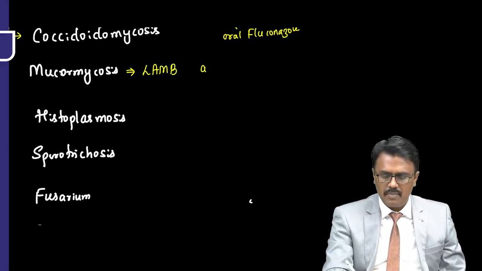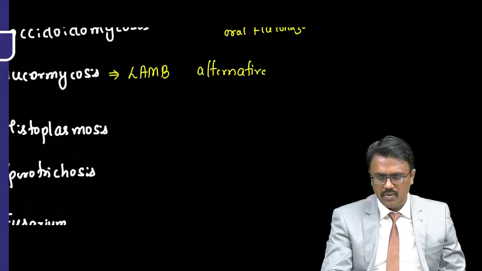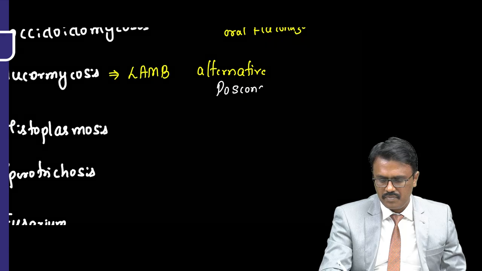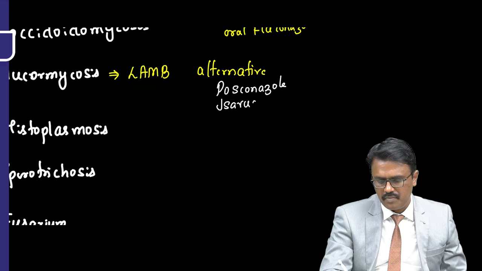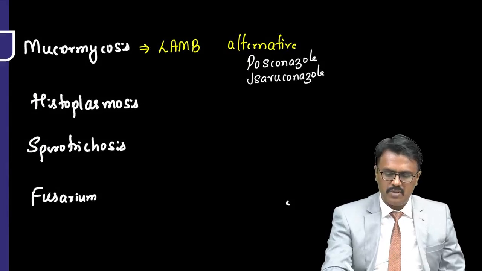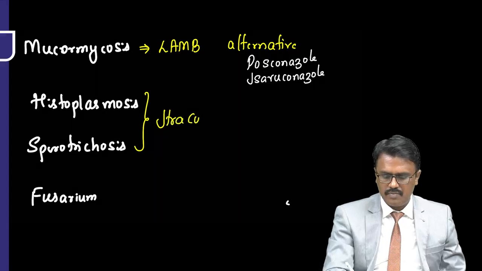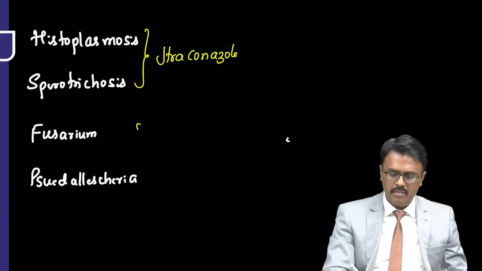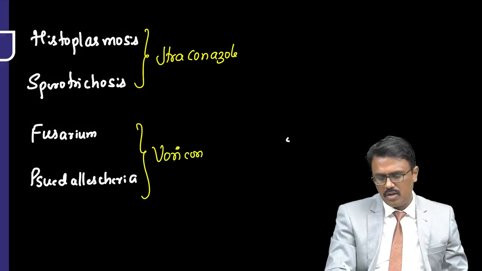What are the alternative therapies for that? Yes, can you tell me what are the alternative therapies? You know it. They are posaconazole and one more is called isavuconazole. These are the alternatives. Histoplasmosis and sporotrichosis, the drug of choice is itraconazole. In the management of fusarium and pseudallescheria, it is voriconazole.